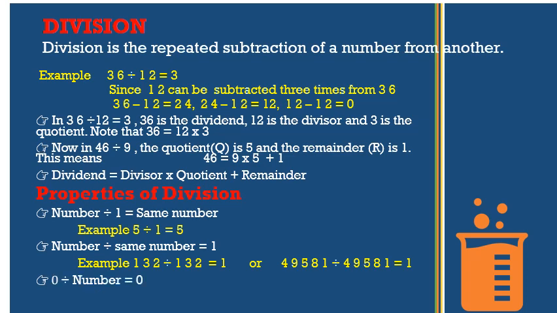The third property is when you divide 0 by any number, the answer will always come as 0. So 0 divided by 7,894 is equal to 0.